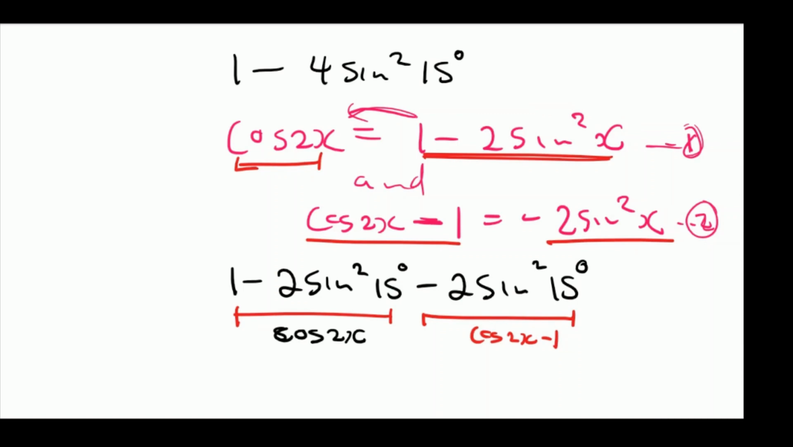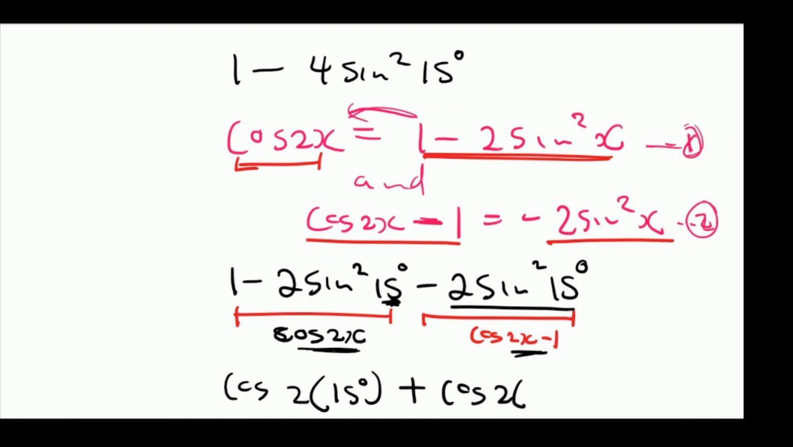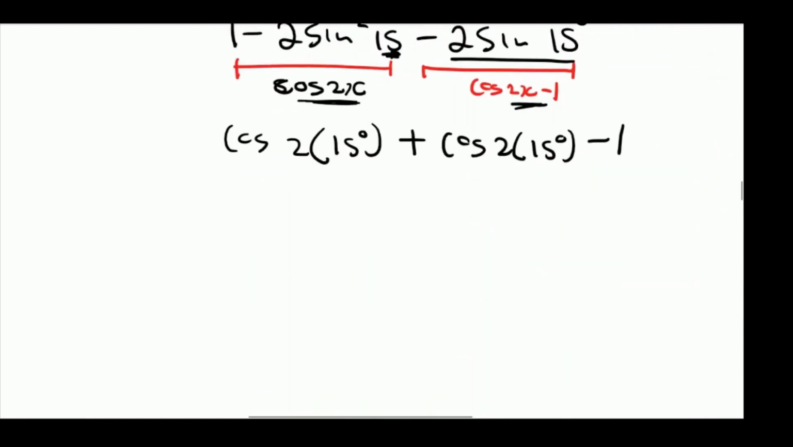So now we're going to write this expression here. We're going to say cos of 2 into, so instead of writing x, we're going to write the 15 degrees. So it's going to be 15 degrees. And then instead of writing this expression of minus 2 sine squared 15, we're going to write this one. So it's going to be plus cos of 2 into 15 degrees, minus 1. So now we've simplified our problem into this expression here.